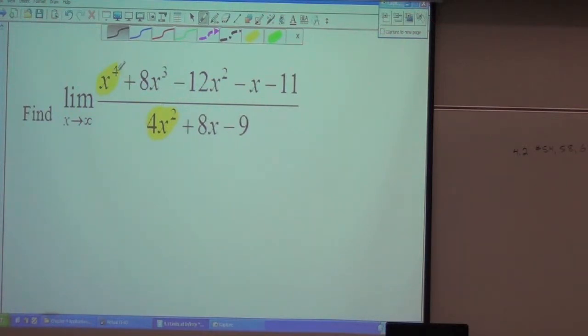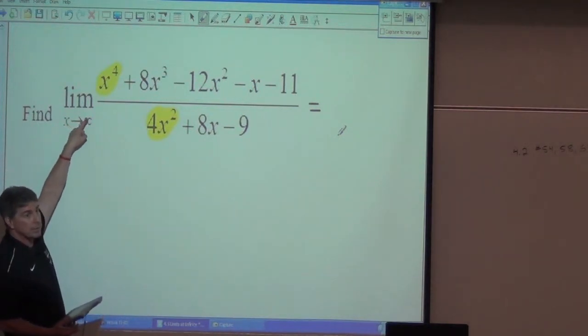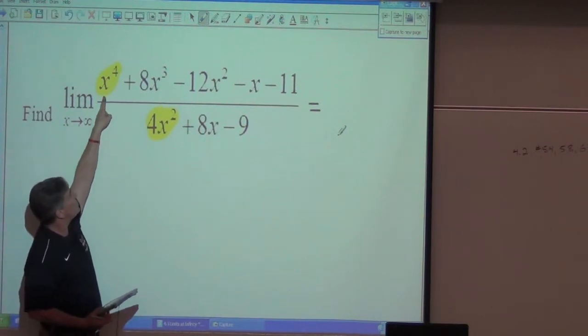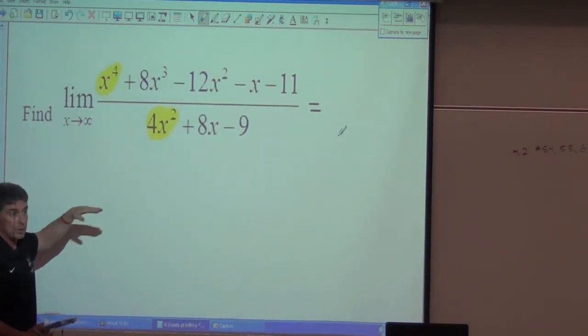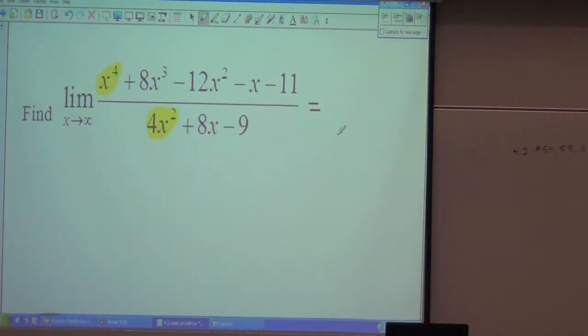Right? The numerator's power is greater than the denominator's. So that tells me this thing's either going to go to infinity or negative infinity, because the numerator's going to get bigger. If we raise numbers to the fourth, that's a lot bigger than squared. So this graph should either go up or down. Then I just look at this. This is positive, this is positive. Positive divided by positive makes it positive, so that's going to go to infinity.